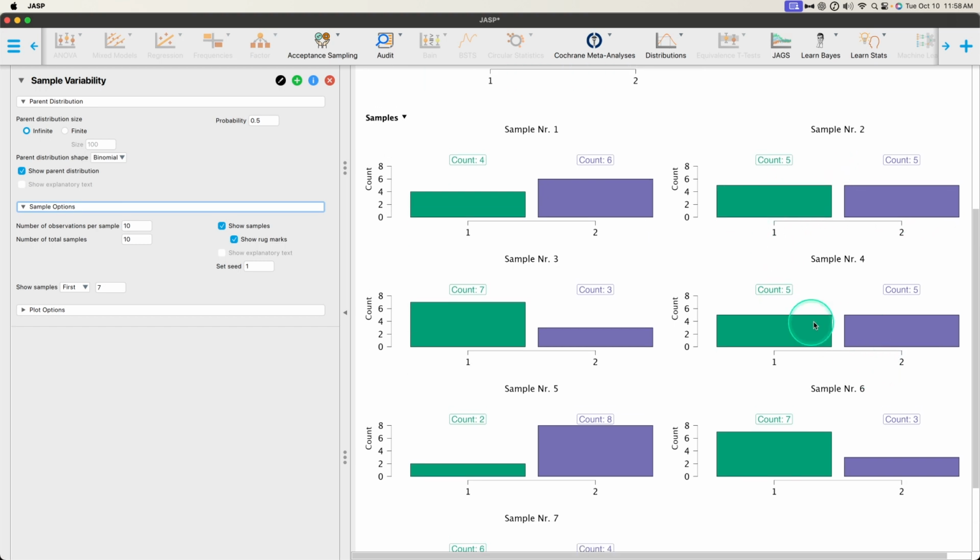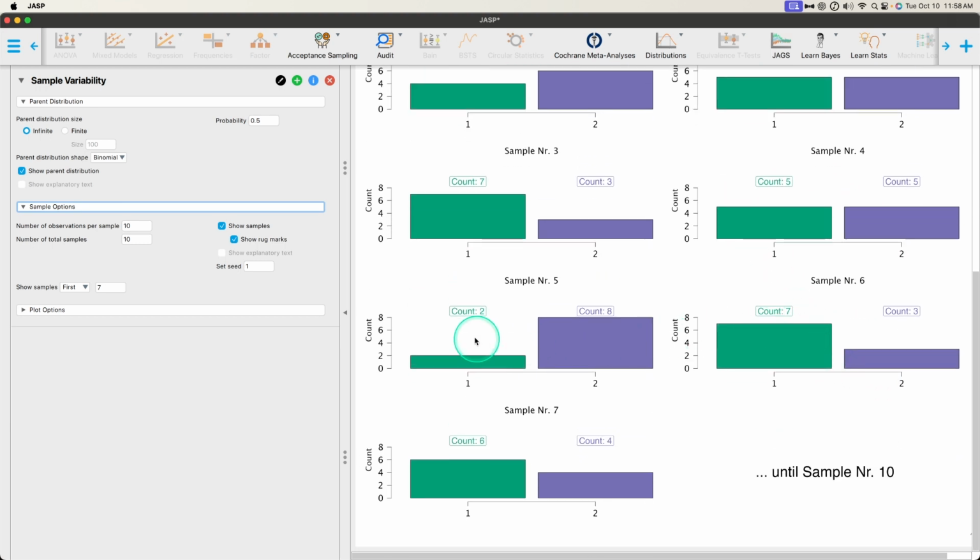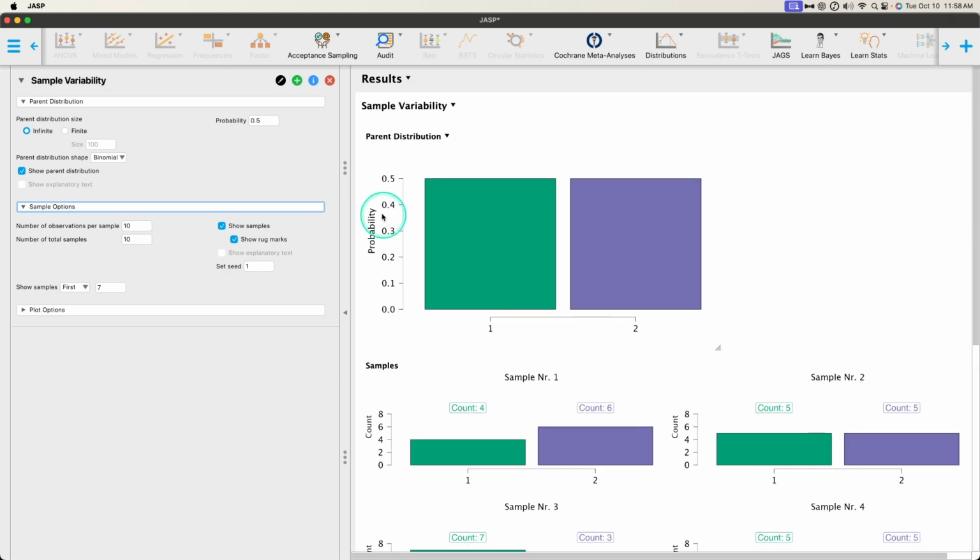Look at this, perfect 5 and 5. And then we got another 5 and 5. And then we've got 2 and 8, 7 and 3, 6 and 4. So this is going to go until we do 10 rounds of 10 times. But it's really important that you can show that, right? You can talk about this. What does this mean? How does this look when we plot distributions? And so we can change that.